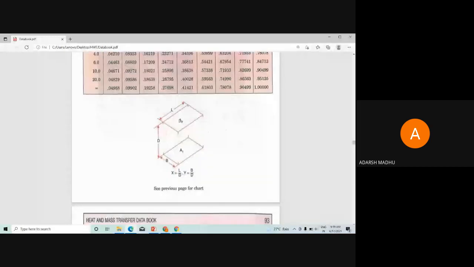What is L and D? L and B are shown here. L is here, B is here, D is here. A1 is here, A2 is here. Just find the X and Y values. If the question is asking like that, take your data book and find the value correctly.